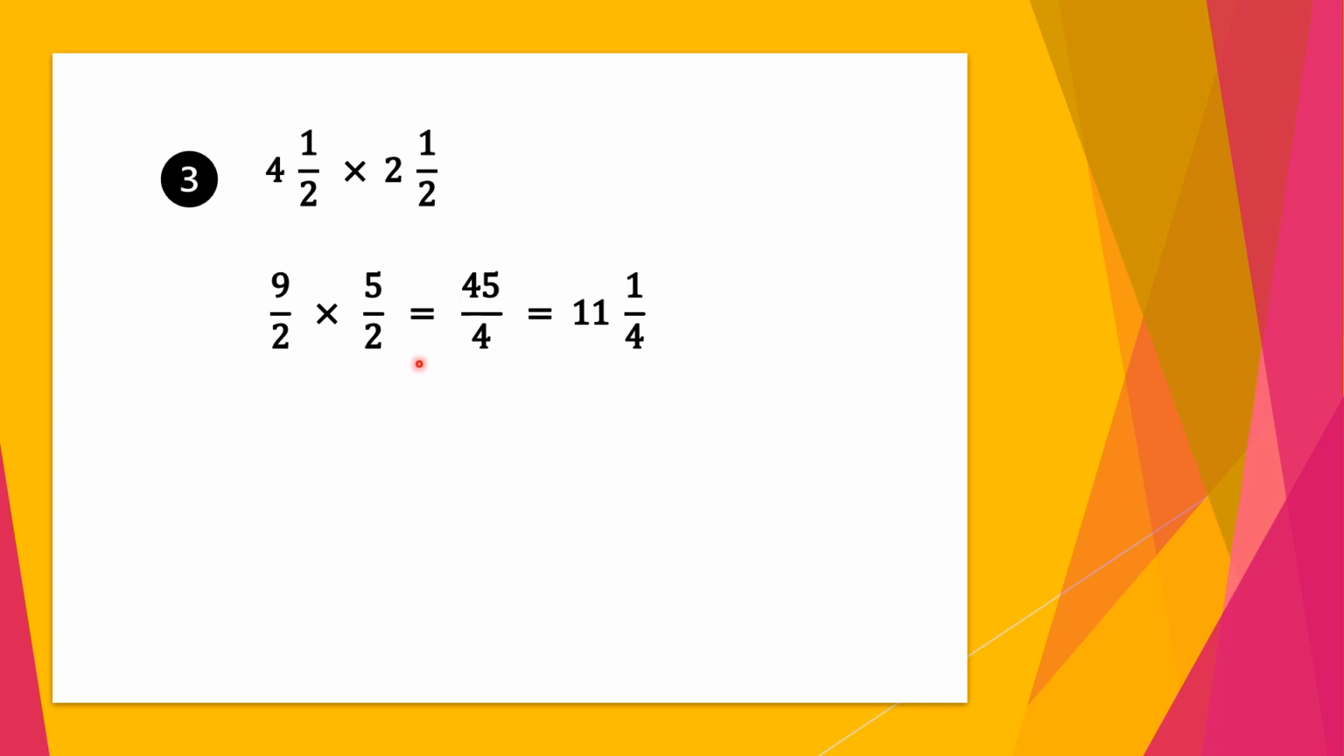Now we have a normal multiplication of fractions. We can't cross cancel, we can't cancel anything. So we just multiply our numerators first. 9 times 5 is 45, and we multiply our denominators, 2 times 2 is 4. This is our solution, but it is an improper fraction. We want to write it as a mixed fraction. So our final solution is 11 1/4.